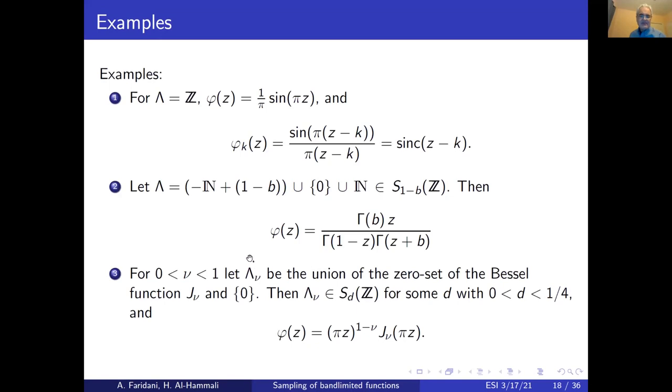Another example, still a perturbation of the integers. If you set a parameter nu between 0 and 1 and choose as your sampling set the union of the zero set of the Bessel function J nu and the set containing 0, this sampling set will be in S_d of Z for some d less than a quarter. You can use it in the sampling theorem with phi being J nu of pi z times pi z to the 1 minus nu. So basically you can sample a function at the zeros of Bessel function J nu and reconstruct it with our theorem.